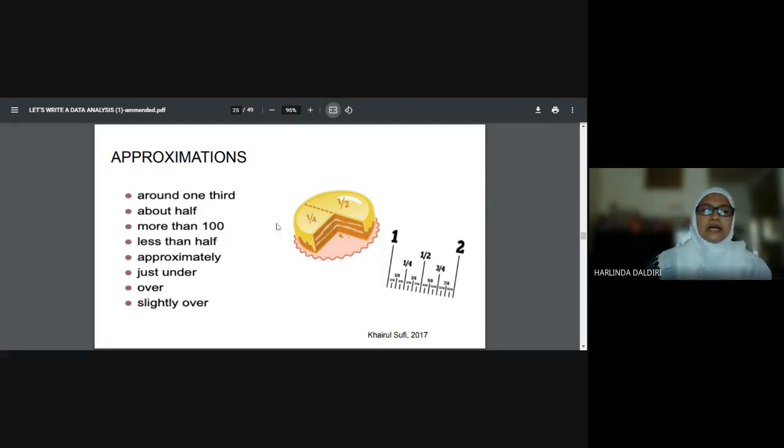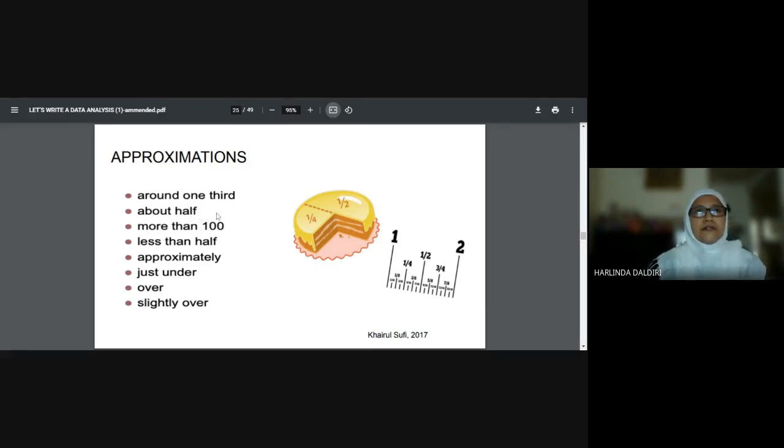All right, for example here, these are not just the expressions that you can use, there are so many more. About the first one, around 1/3, okay. I hope you understand how to write the number 1/3. About half, all right, I'm sure everybody knows this.